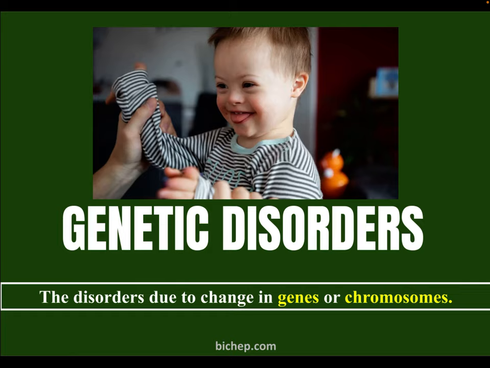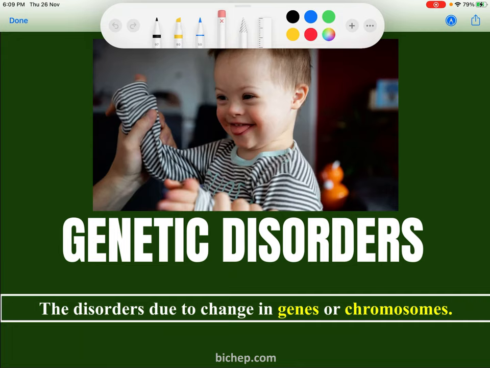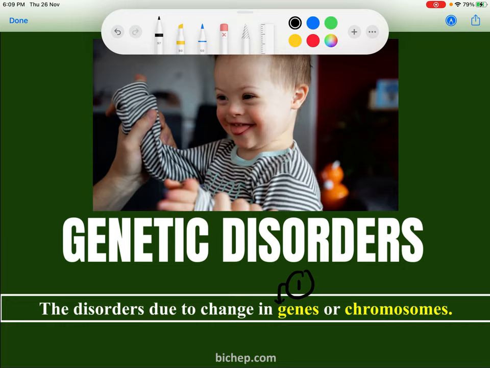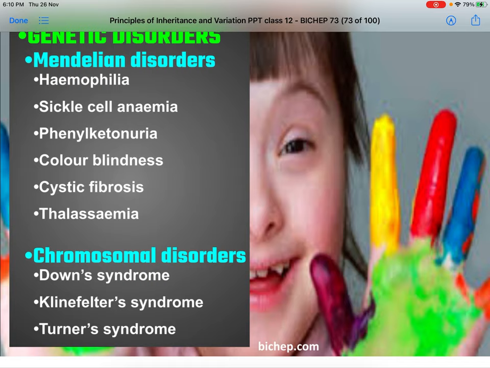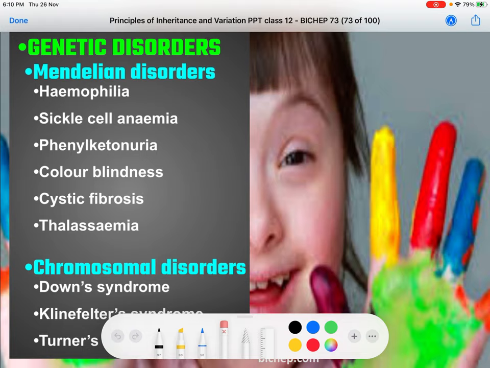Now, as we know, disorders can be possible at two levels. Level number one is genes, and level number two is chromosomes. So number one, genetic level, and number two, chromosomal level. Due to a change in either genes or chromosomes, genetic disorders can be possible. The disorders, or we can say the abnormalities, are caused by change in genes or chromosomes. That's our next topic of discussion. There are two types of disorder. One, genetic disorders, which are also termed Mendelian disorders.